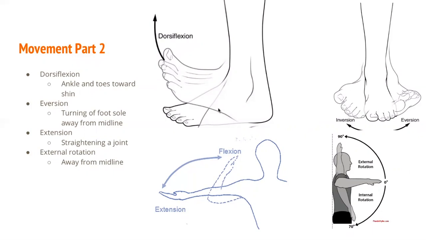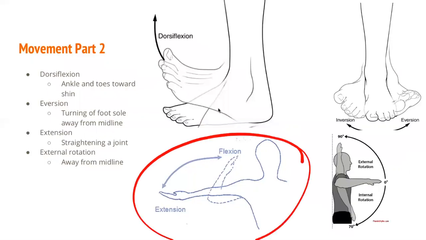Extension is obviously going to be straightening a joint and extending it, which can be seen in this picture. And flexion, just think you're flexing in the mirror. You're going to shorten a joint. And then over here we have external rotation and internal rotation. External rotation would be away from the midline and internal would be towards the midline.